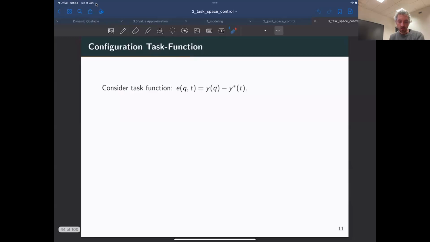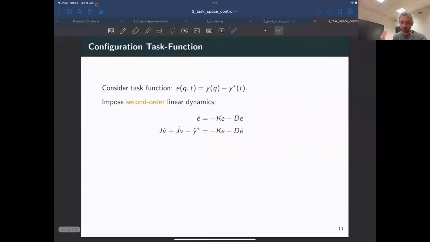Okay. Second possibility is that your error function depends on the joint configuration Q. So in this case, we need to differentiate twice to get something that depends on the joint accelerations. And the dynamics that we need to impose is going to be a second order linear dynamics. Again, could be nonlinear, doesn't change anything.